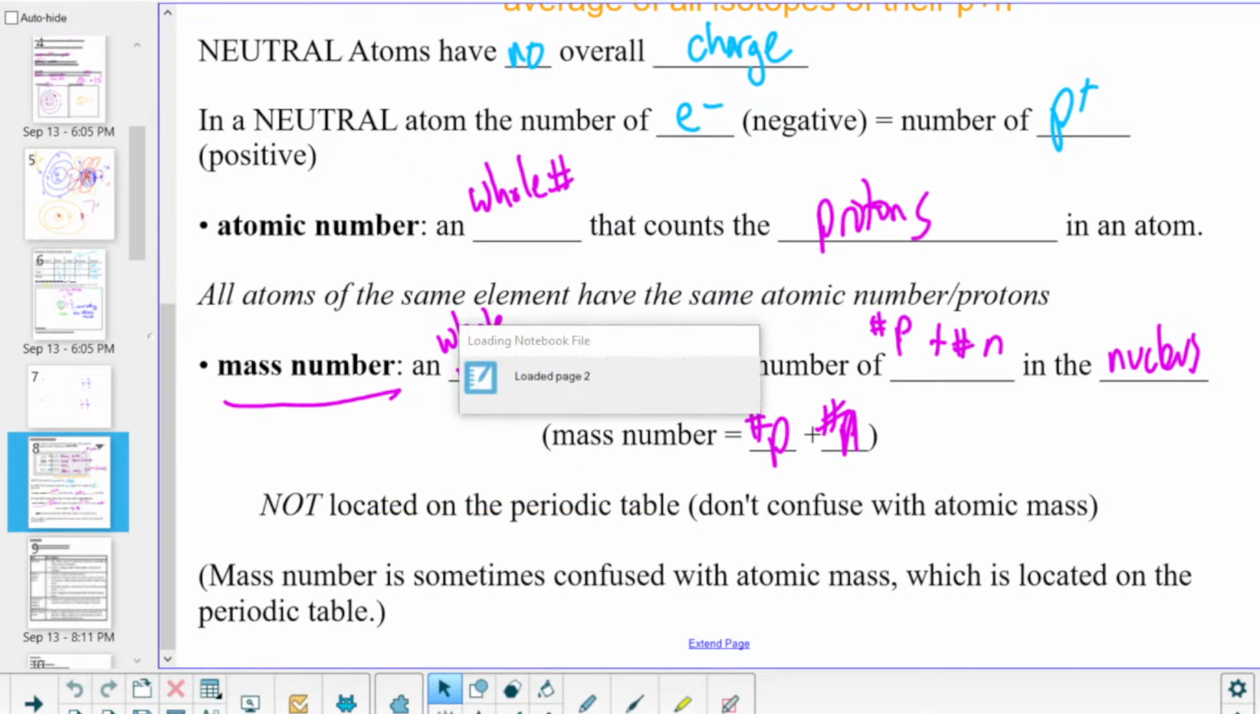Okay, let me take a look. Let's see what we got. Who did that one? You need two diagrams. Excellent. This one looks good. You need two diagrams, the neutral and the charge. That one is a little confused. That one looks good.